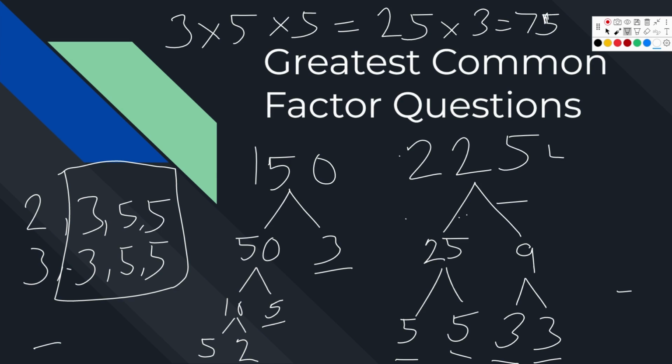And 75 is going to be our greatest common factor for this equation. So the greatest common factor of 150 and 225 is 75.